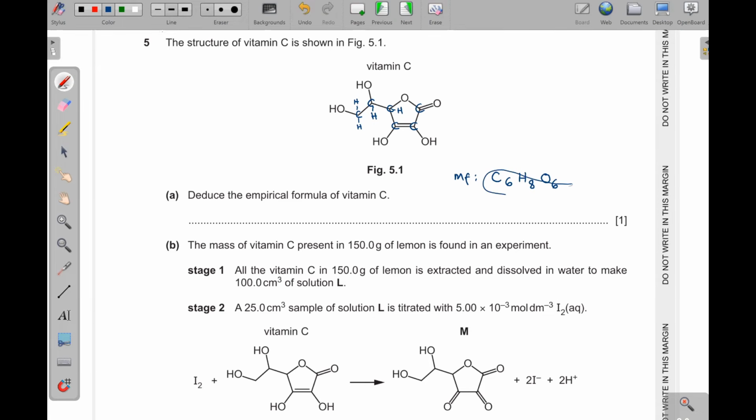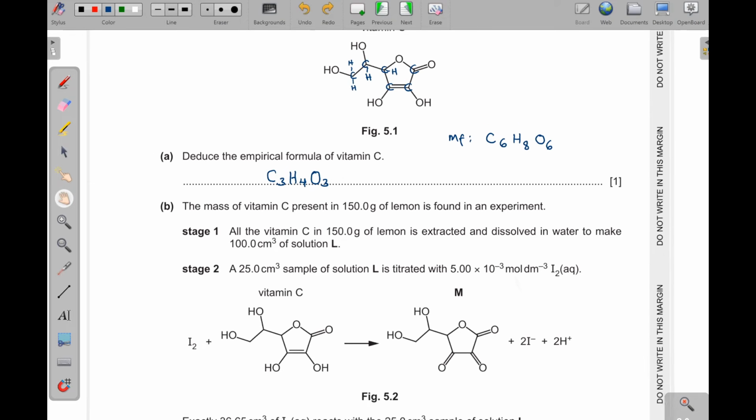Then we can divide all through by the highest common factor. For 6 and 8, of course, it is going to be a 2. Then we shall have C3, then hydrogen 4, then oxygen 3. Divide by 2, 3. Divide by 2, 4. Divide by 2, 3. Okay, that is that. Then we continue, we come to part B.